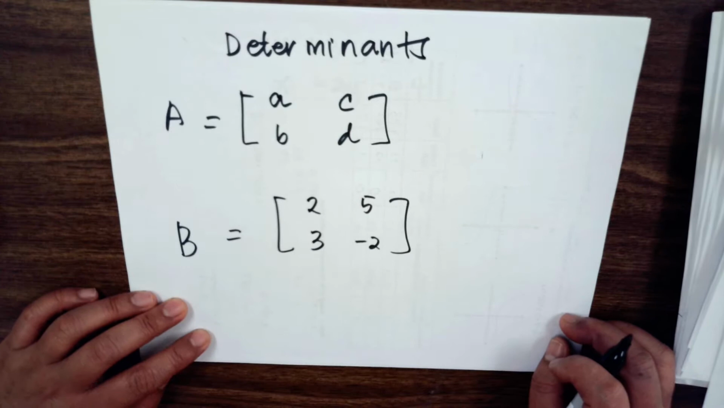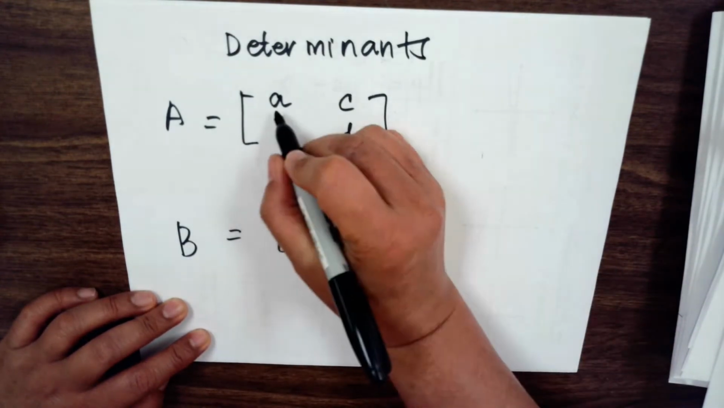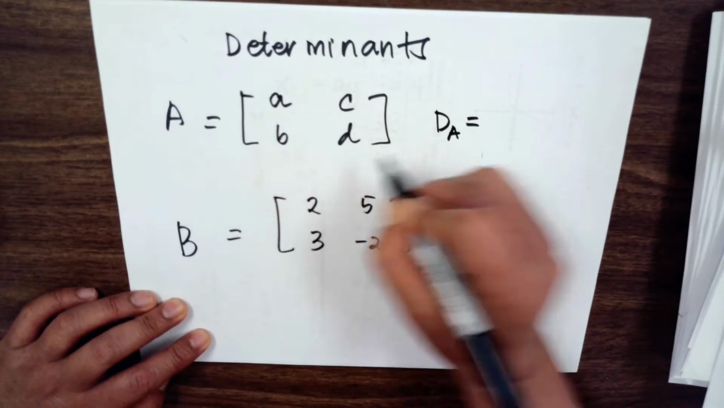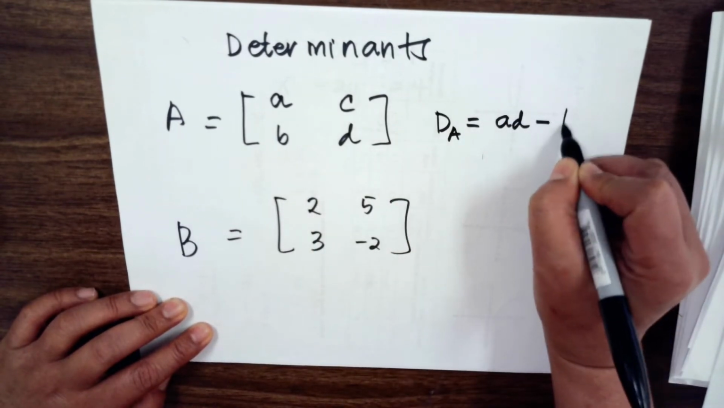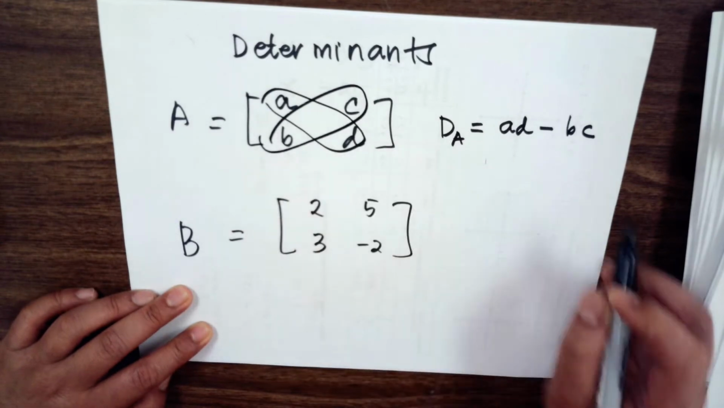So the determinant is simply the difference of the cross products of the elements. So you have A times C, the determinant of A is equal to A times D minus B times C. So it's the cross product down first and then up.